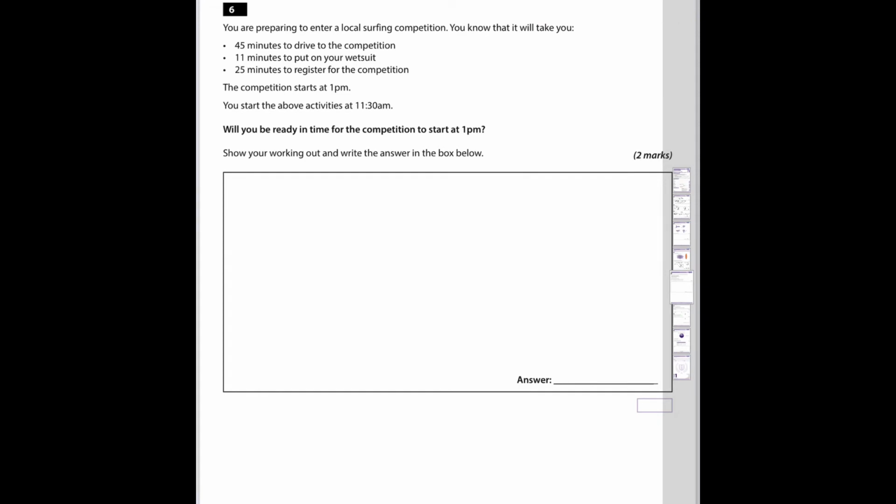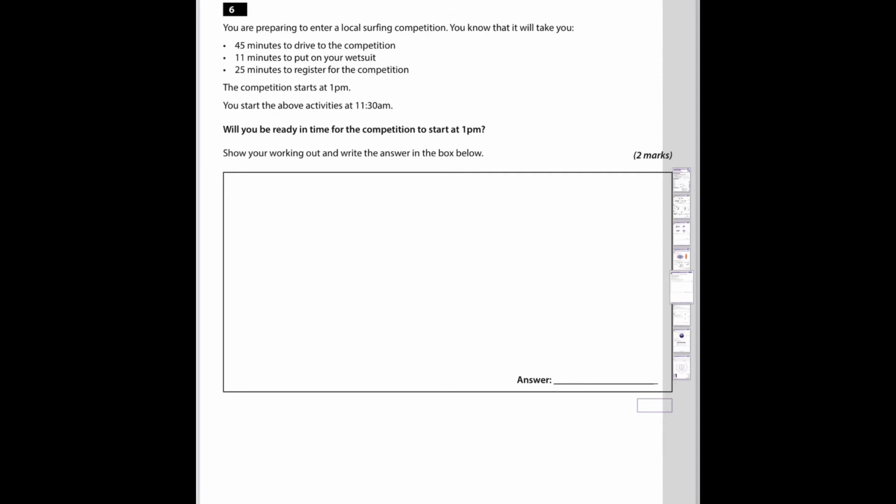Question 6. You are preparing to enter a local surfing competition. You know that it will take you 45 minutes to drive to the competition, 11 minutes to put on your wetsuit, and 25 minutes to register for the competition. The competition starts at 1 p.m. You start the above activities at 11:30 a.m. Will you be ready in time for the complete competition to start at 1 p.m?